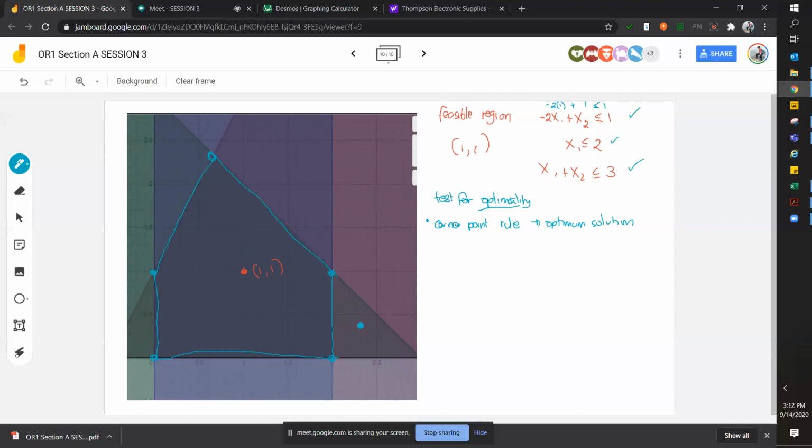So we have here, 0, 0. We have here, 2, 0. Tama? Anong point yun? Sorry, this one is 0, 1. Anong point kaya yun? That is an intersection between the equation negative 2x1 plus x2 and the next constraint. Itong point na to?